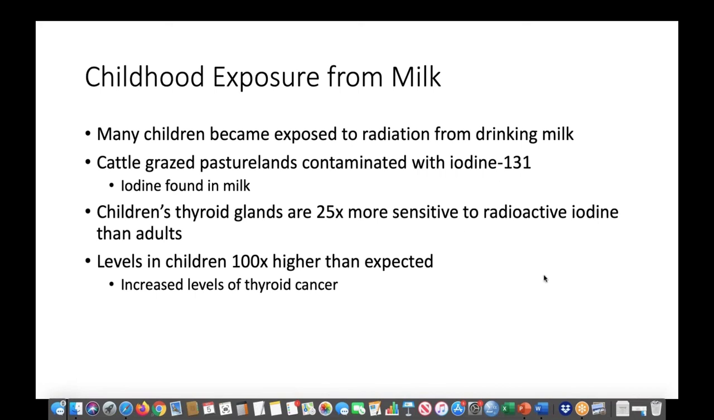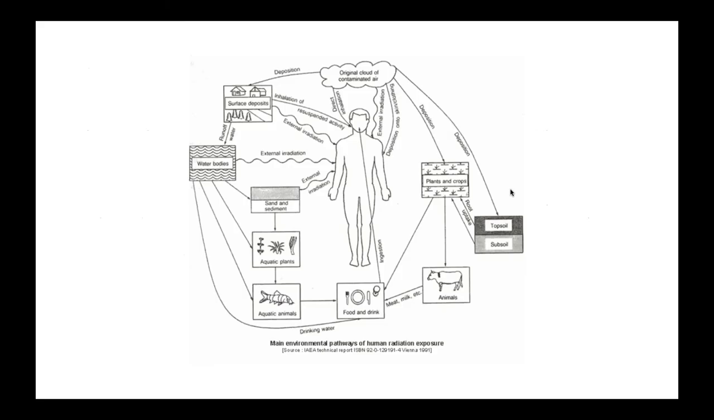Okay, so one of the issues with these kinds of releases, when there are accidents, emergencies, or waste that's not handled properly, is that once it gets into the environment, it can wind up in a lot of different places. The fallout from Chernobyl, from nuclear tests, and so on can wind up in the soils, in plants. Plants are eaten by animals. The animals wind up in the food chain and so on. You can have surface deposits that wind up in bodies of water and fish.